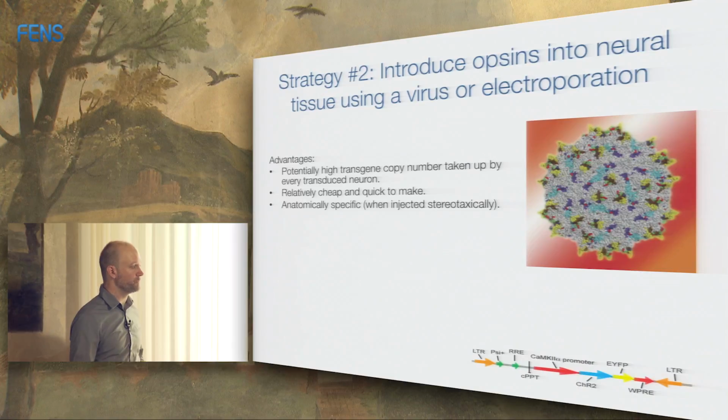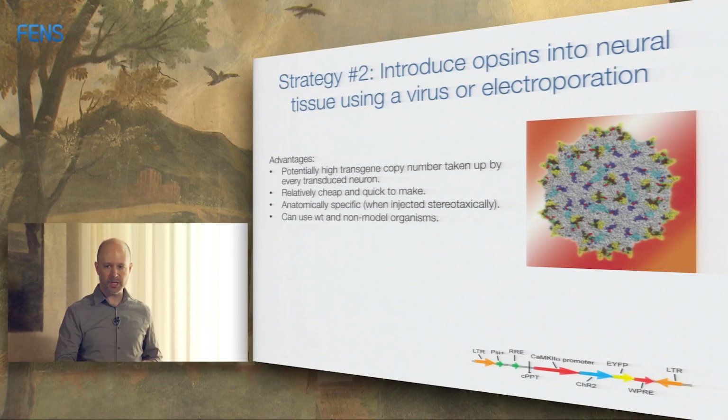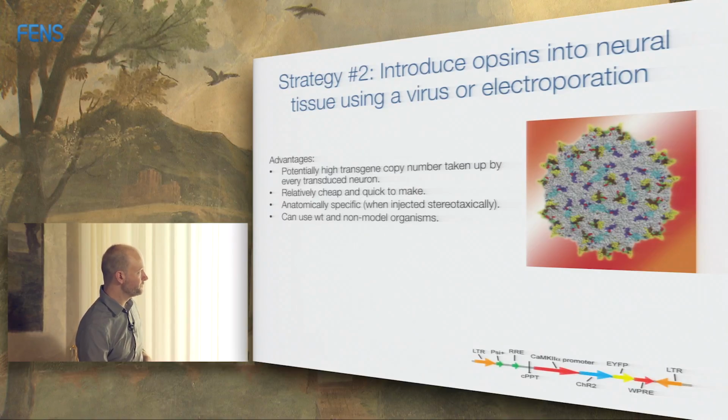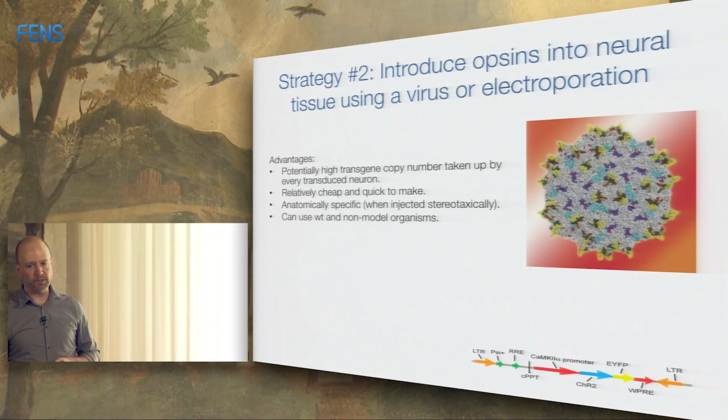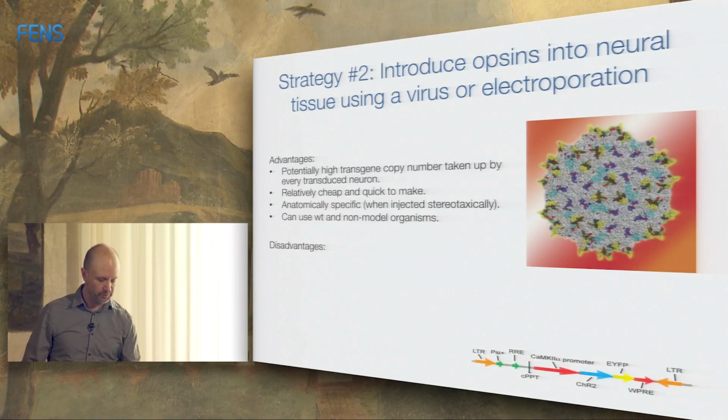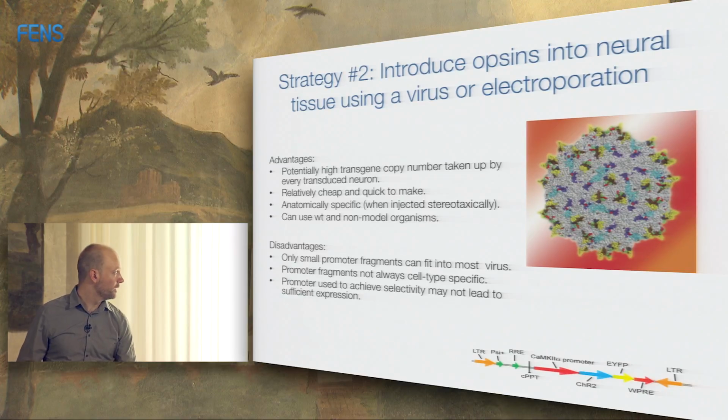Viruses are anatomically specific because what we do is take them and micro-inject them into particular brain regions. Sometimes viruses can be used in wild type and non-model organisms. So if you don't have a virus that requires Cre to drive expression, you can essentially use this in other animals as long as the viral particles will infect those cells.